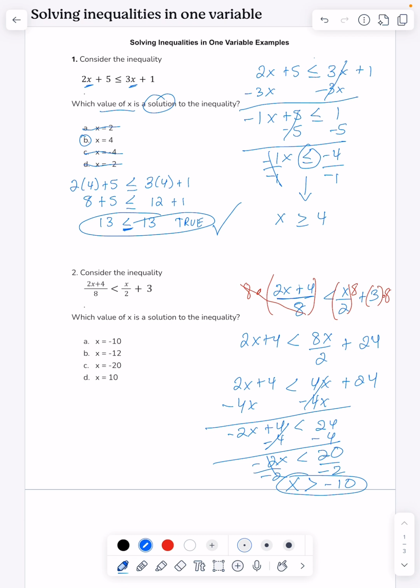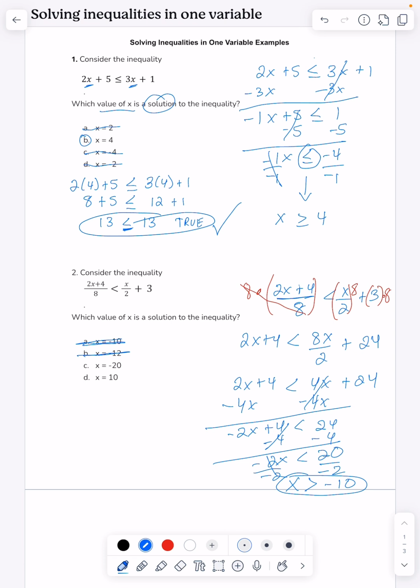So in this case, if I look at the first one, it says x is equal to negative 10. So this one wouldn't be an answer because it's not greater than that. Then we have x is equal to negative 12. Well, actually, negative 12 is a bigger negative, right? So that means it's a lower value of x. So in this case, that would be false.